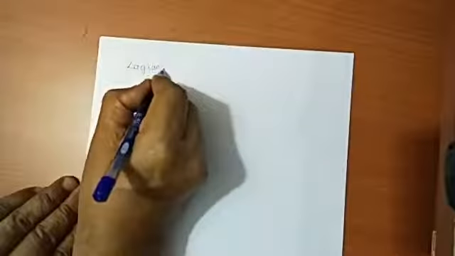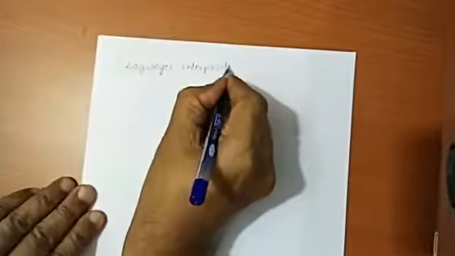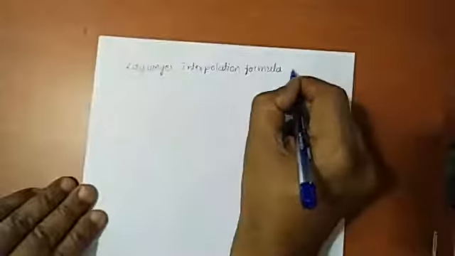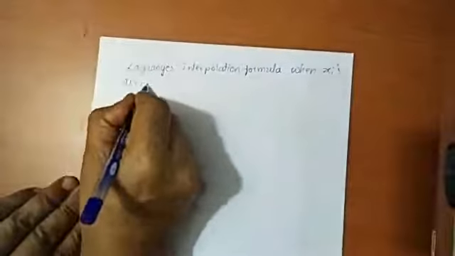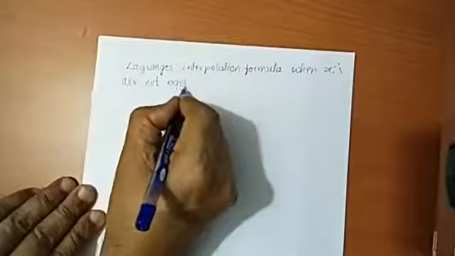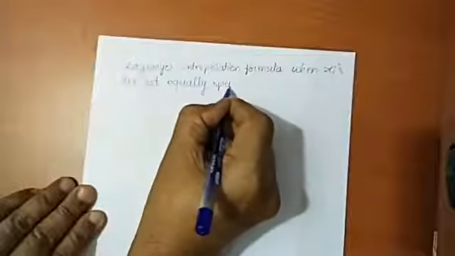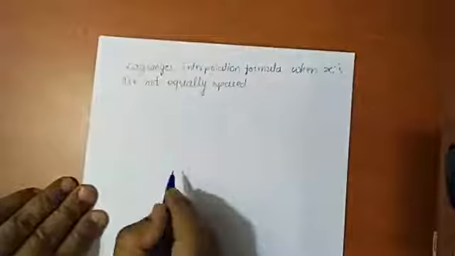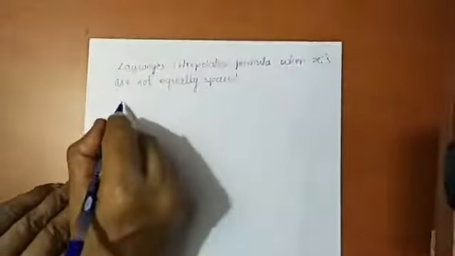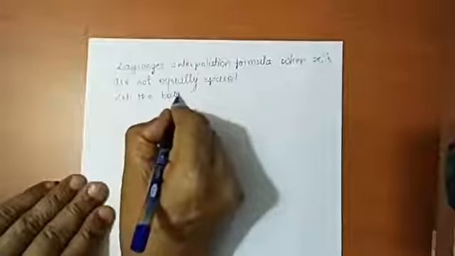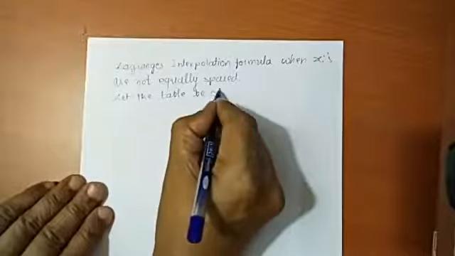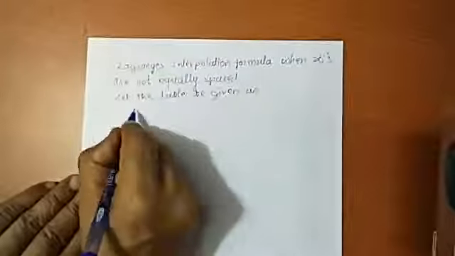So Lagrange's interpolation formula, when the xi's are not equally spaced, right? So here also we are given the table. Let the table be given as x and y.